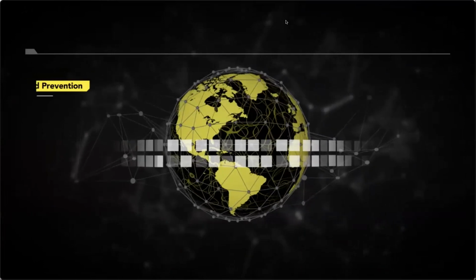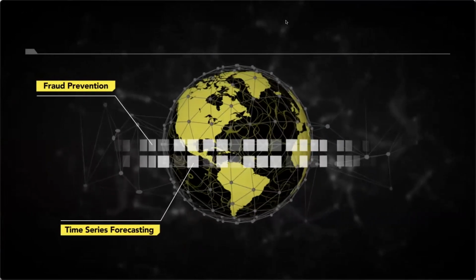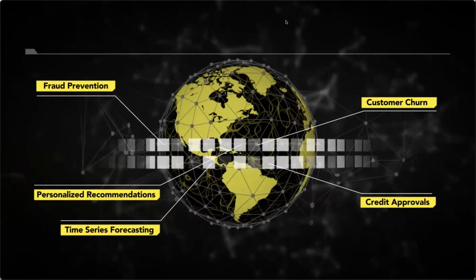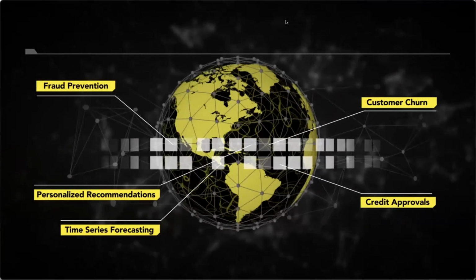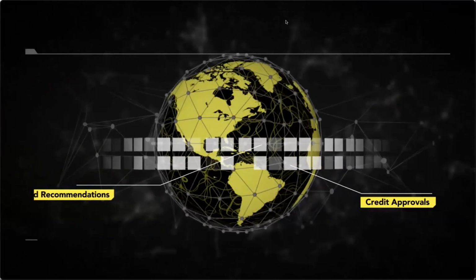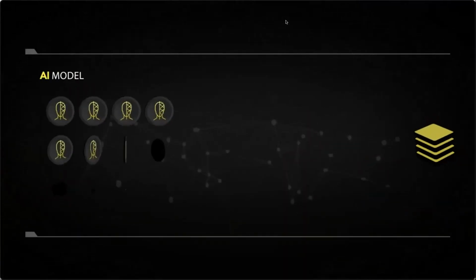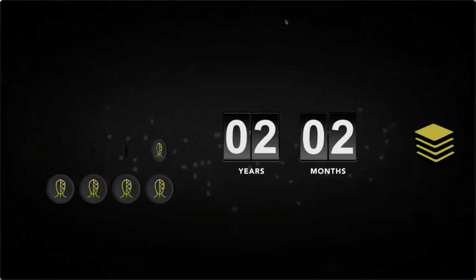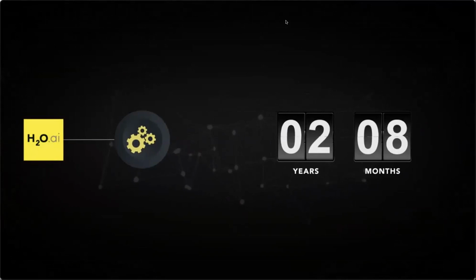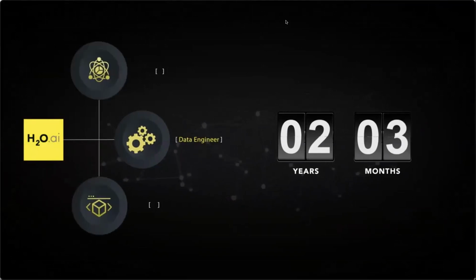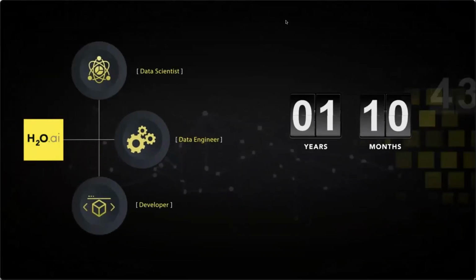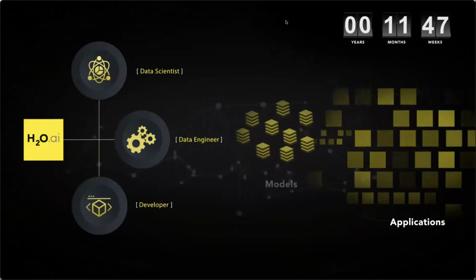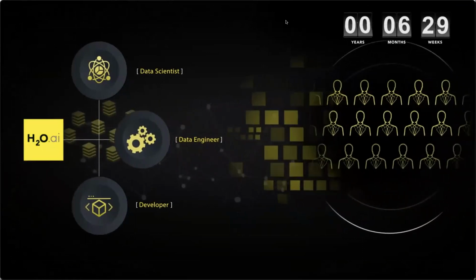H2O AI Hybrid Cloud is an end-to-end platform that enables organizations to rapidly make world-class AI models and applications for virtually any use case. Building AI models used to take large teams of expert data scientists months or even years. With H2O AI Hybrid Cloud, an individual data engineer, developer, or data scientist can make world-class AI models and applications many times faster, rapidly putting AI into the hands of business users.